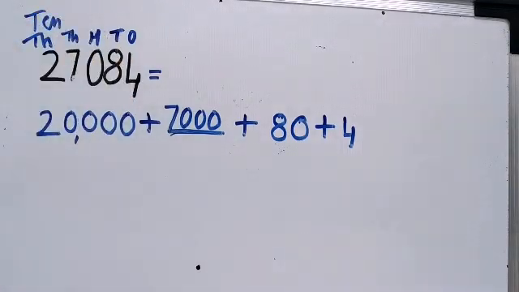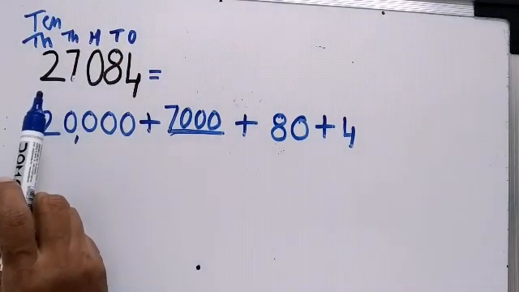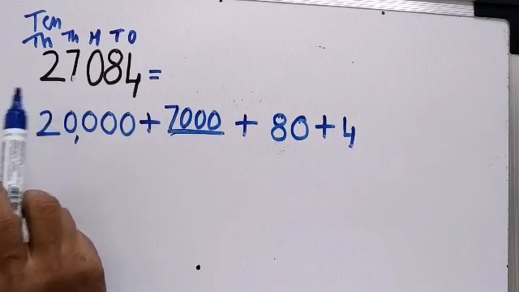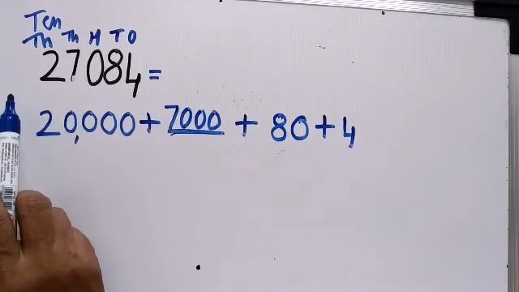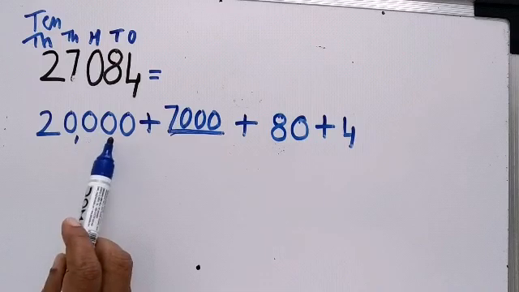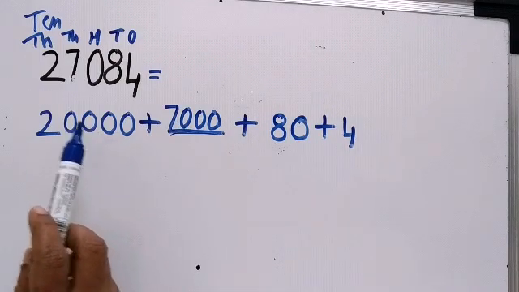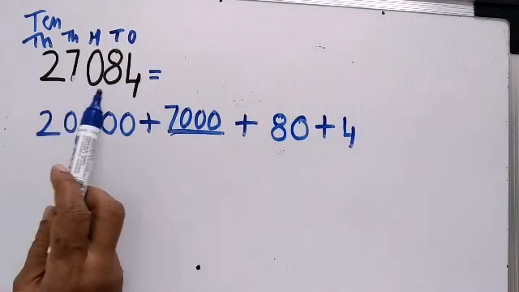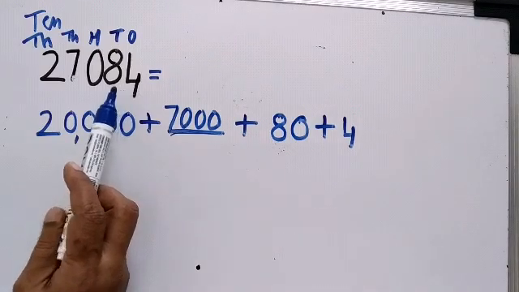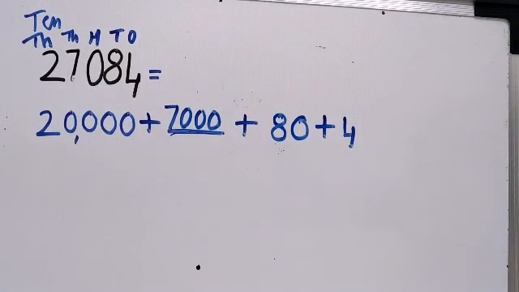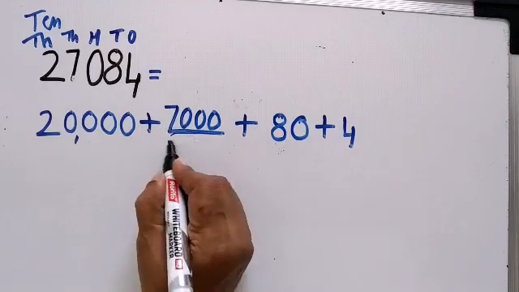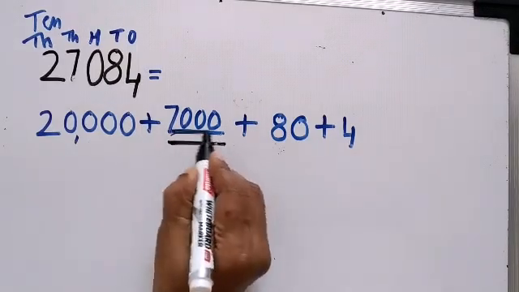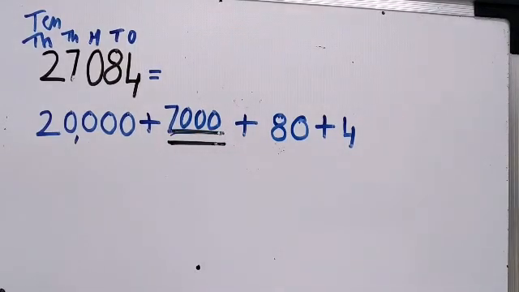And finally you have your 2, that is in the 10,000s place. So that means we have 2 10,000s. So 2 into 10,000 is 20,000. So this number is read as 20,084. So your missing value over here is 7,000. Is it clear, children?